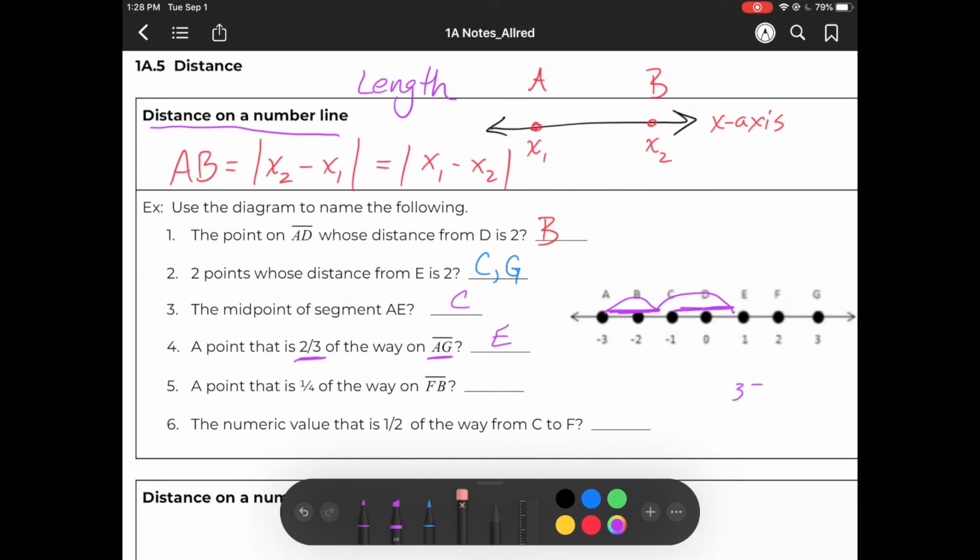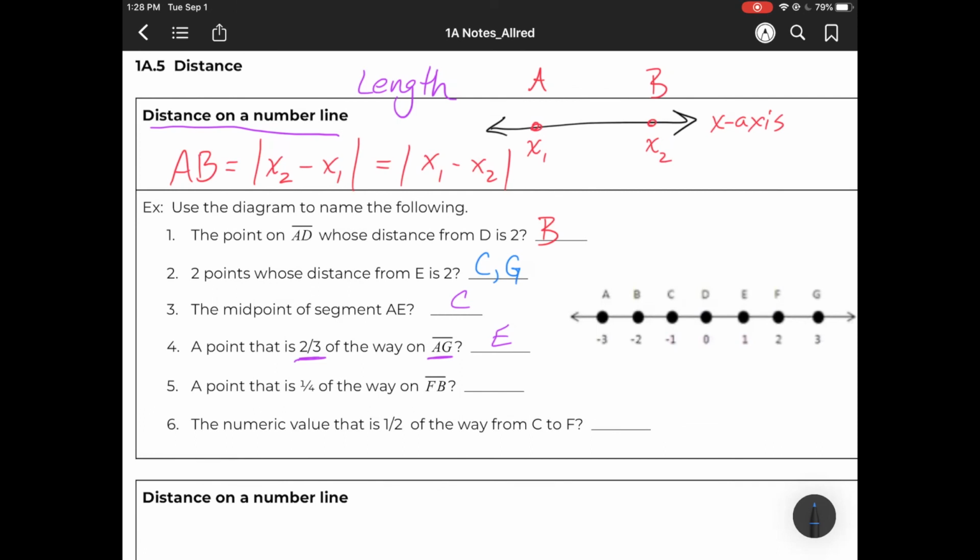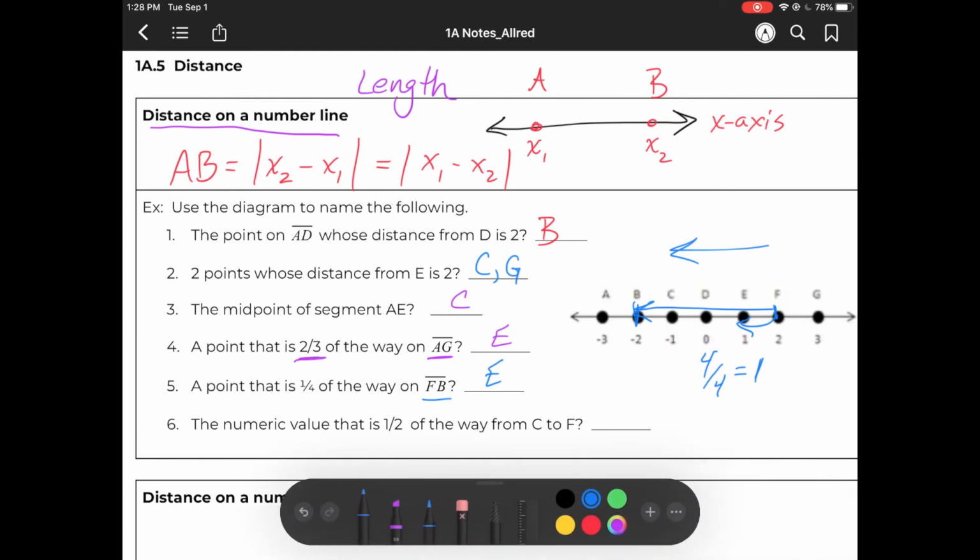The next one of these is going to be very similar. A point that is 1/4 of the way on FB. Well, FB gives us a direction. From F back to B, we're going this way. That has a full length of 4. -2 to +2 is a length of 4. So if I take that 4 and divide it into 4 equal pieces, each piece is 1. So 1/4 of that length of FB is just 1 unit. So back from F, 1 unit is E at that value of 1.